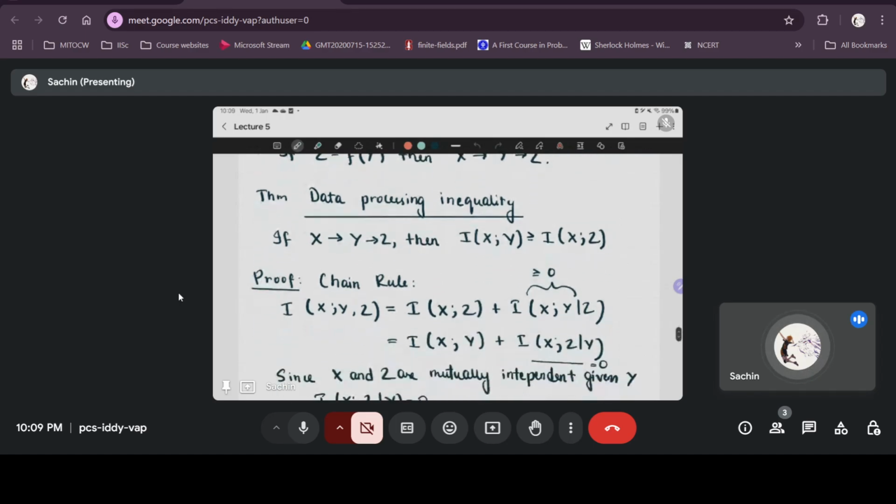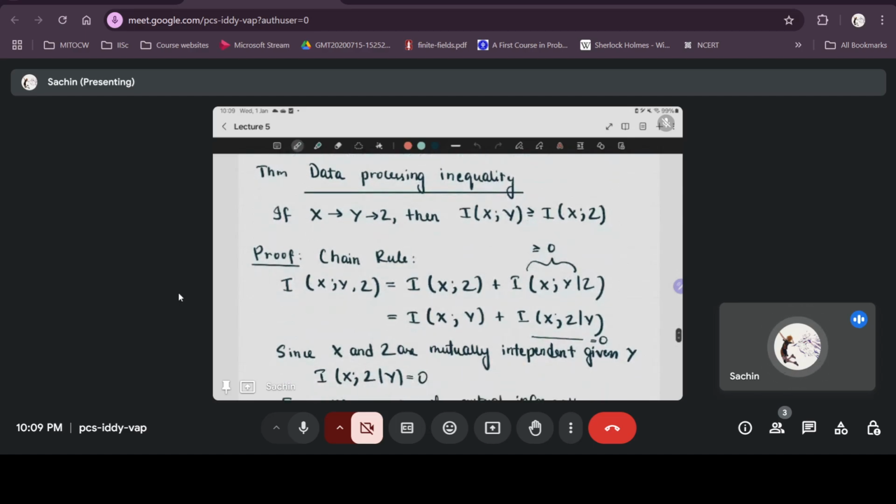So once we know what a Markov chain is, we can derive an inequality called the data processing inequality, which says that if X, Y, Z form a Markov chain, then mutual information between X and Y is greater than or equal to mutual information between X and Z. What it means is that if X, Y, Z form a Markov chain, then whatever information about X you can get from Z is always less than the information you can get from Y about X.